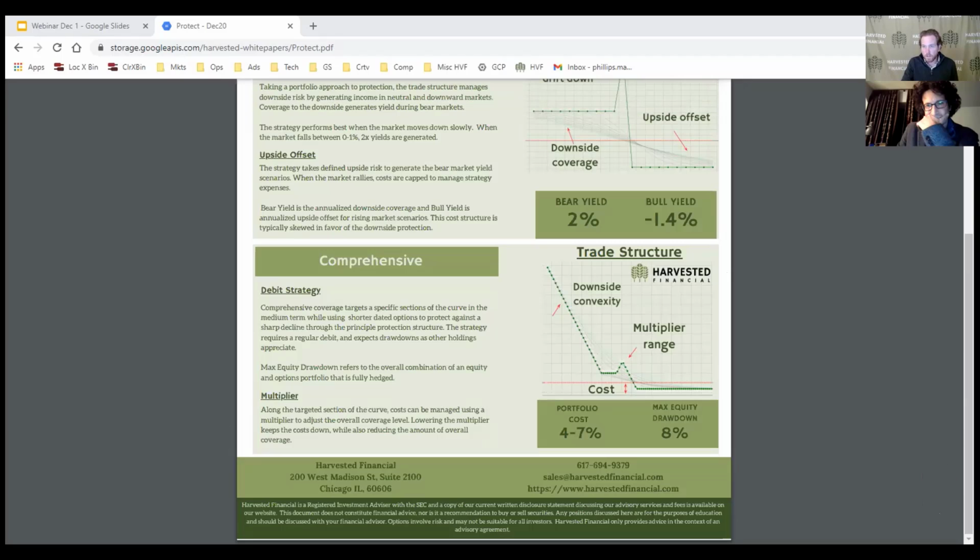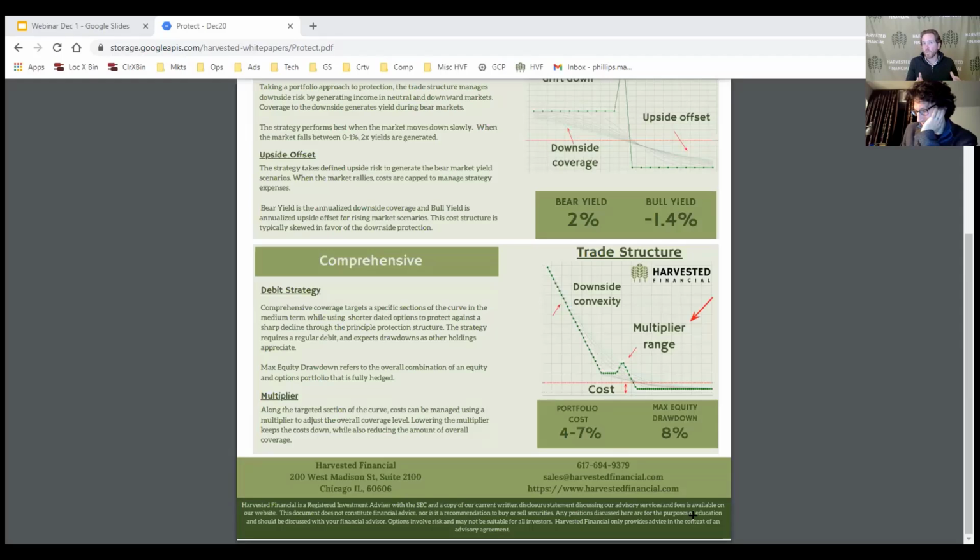The one feature is what we call the multiplier range. The multiplier range is a targeted section of the curve where we're willing to give up a little bit of the first move in the stock. Maybe if the market goes down 5%, that's okay, and I'm willing to give up a little bit of that. So we can reduce our cost by giving up the first 5% and accepting perhaps that as natural volatility.